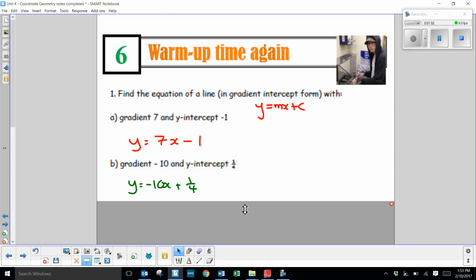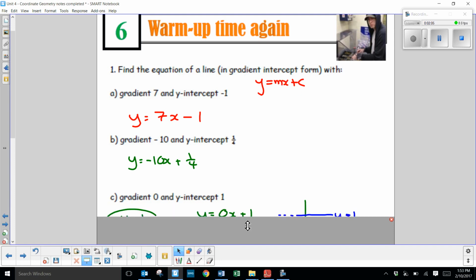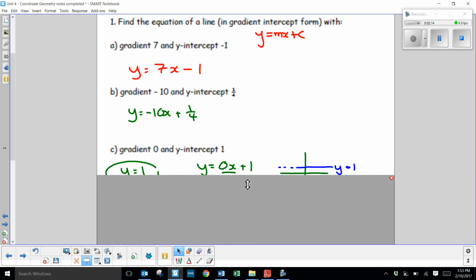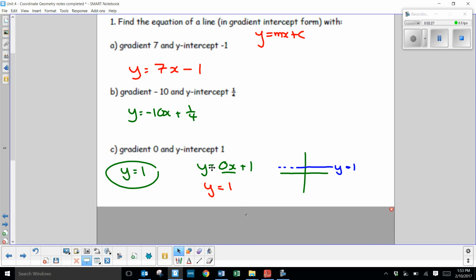Next one along, gradient of 0 and a y-intercept of 1. Again, just sub in 0 for m and 1 for c. So you could first of all do this straight up: y equals 0x plus 1. But then again, try to think, if anything's multiplied by 0, what happens? That's right, overall it becomes 0. So instead of just writing y equals 0x plus 1, you can simplify that because this becomes 0, y equals 1.